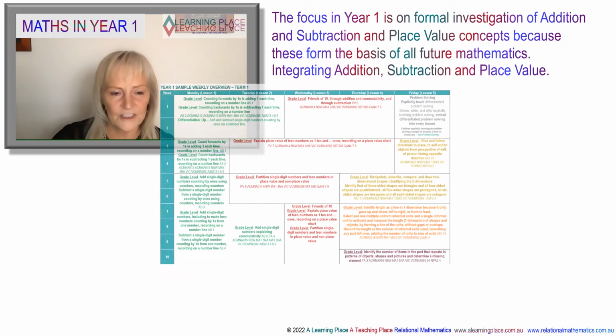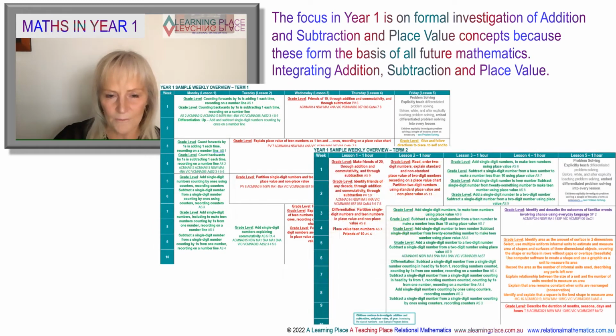So green is addition and subtraction, red is place value. So as a minimum for year 1, I would say green and red, addition and subtraction and place value. So the minimum goal for your year 1 teachers is adding and subtracting, bridging 10 using the place value concepts.